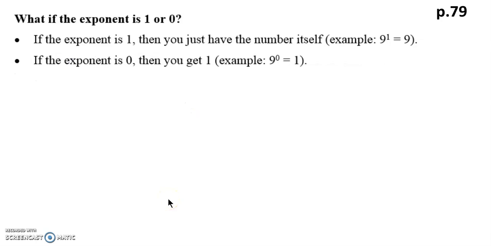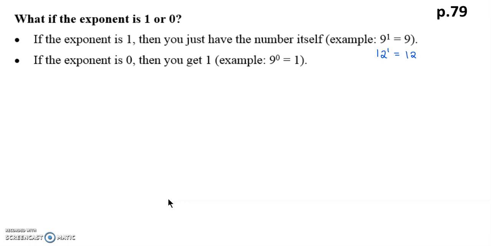A question that comes up in math a lot is, what if the exponent is 1 or 0? And you'll see this in future math classes. It's repeated throughout all math. If the exponent is 1, then you actually just have the number itself. So for example, 9 to the power of 1 equals 9, and 12 to the power of 1 would equal 12. So anything to the first power means that you're not really multiplying it by itself more than once. It's just itself.